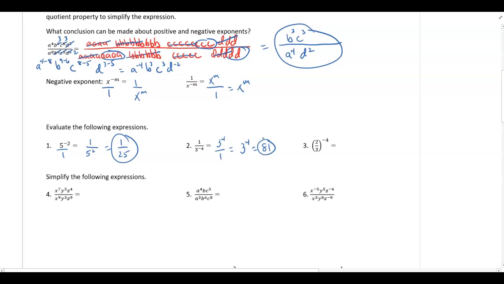Now there's a couple of ways to approach 3. The method I like to use is to raise my numerator and denominator to the negative 4 power. So 2 to the negative 4 over 3 to the negative 4. Next, I'm going to get rid of the negative exponents. So I'm going to bring 3 to the negative 4 to the top. Now that exponent becomes positive. 2 to the negative 4 is going to go to the denominator, and that becomes positive. And now I can evaluate. 3 to the 4th is 81. 2 to the 4th is 16.